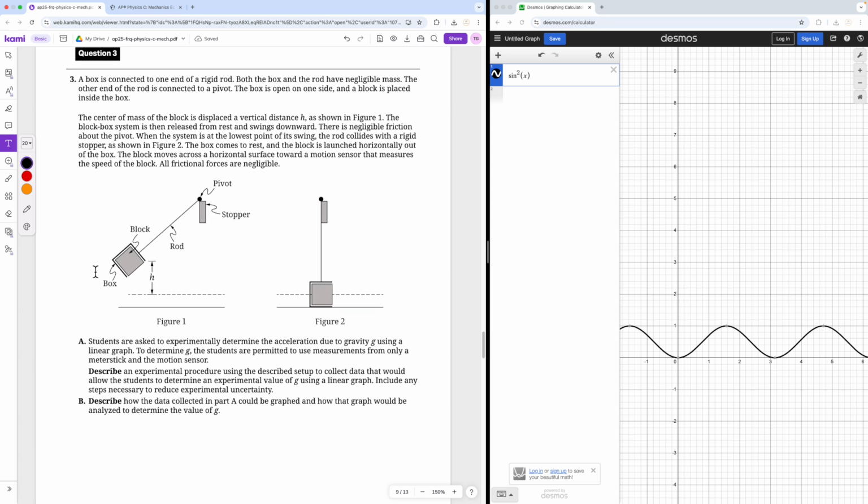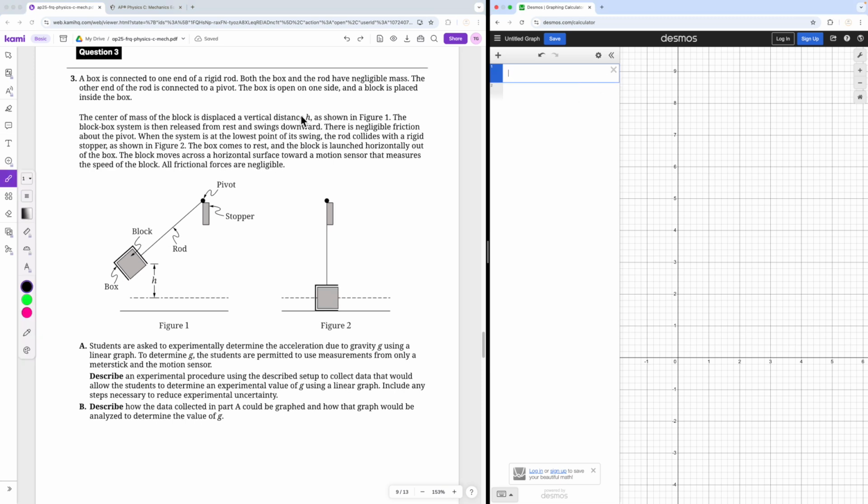Now we're going to be doing question 3. And this is the experiment part of the exam. So in this question, we have a block and box set up over here, and it rotates from a certain height. And once it reaches the stopper, which is a vertical position, the rod doesn't move anymore, but the block is free to exit. So it exits along this surface here.